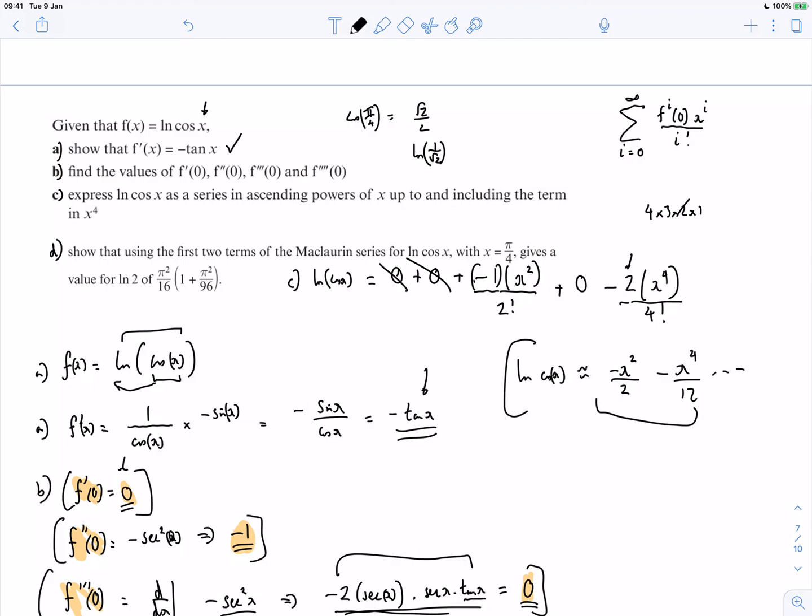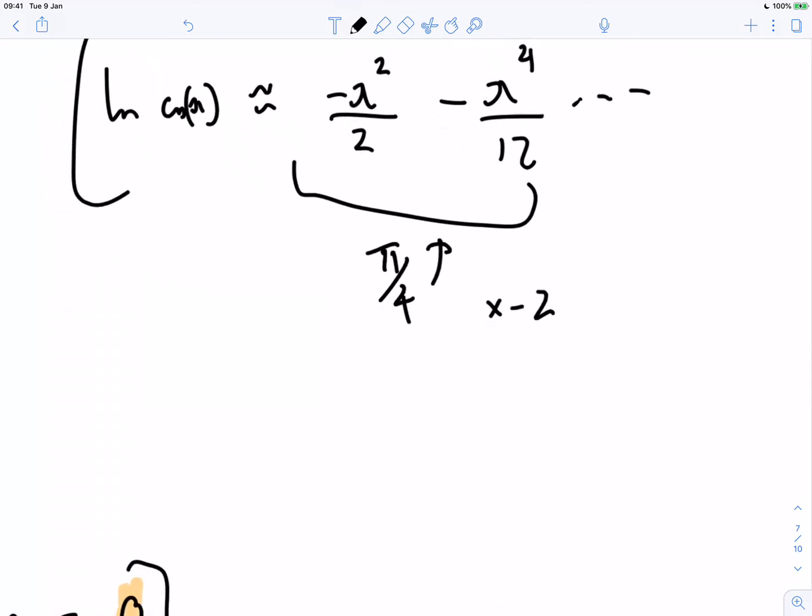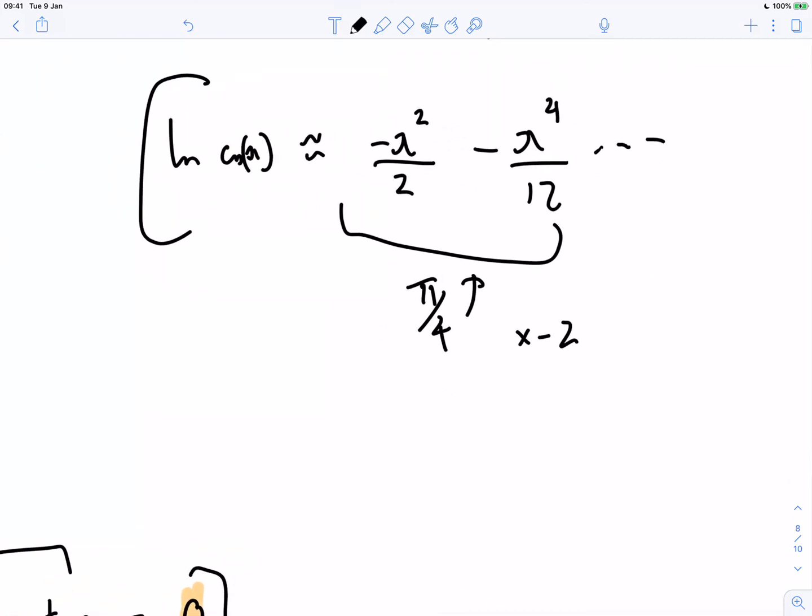So that is the same as how many ln 2's? Well, there's a negative there. How do I turn 1 over root 2 into 2? Well, I square both sides and then I reciprocate it. So there must be a minus 2 there. So what it's saying is to find ln 2, I substitute pi over 4 into here and then I times everything by negative 2. So how about I times by minus 2 first of all.